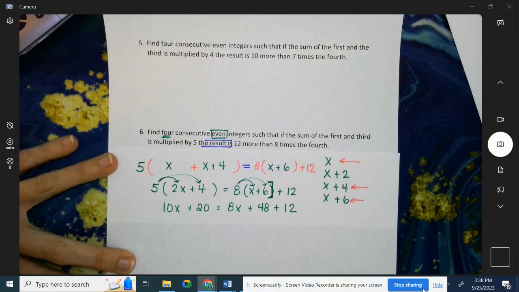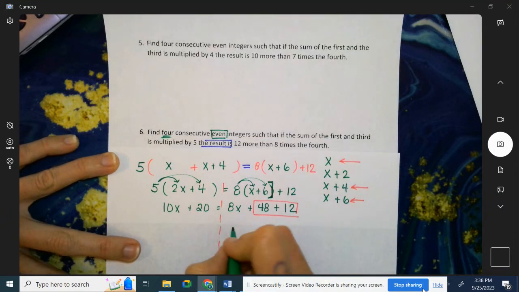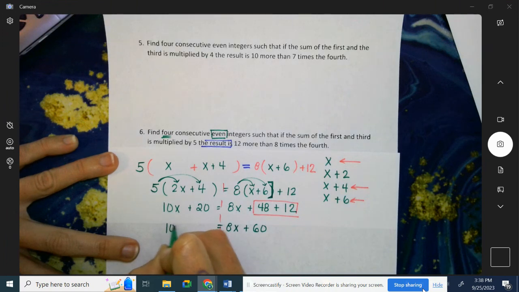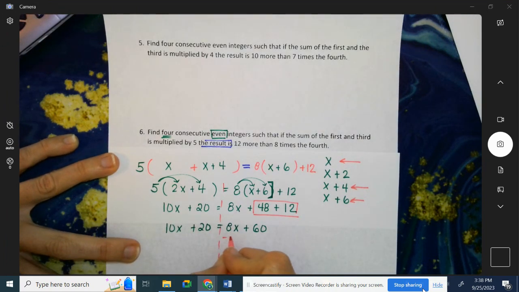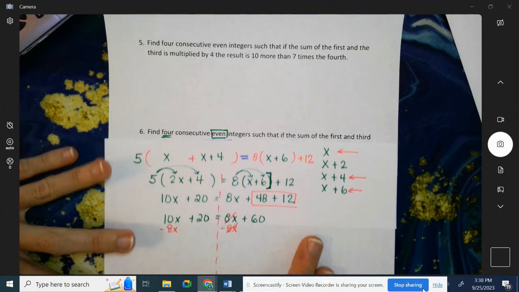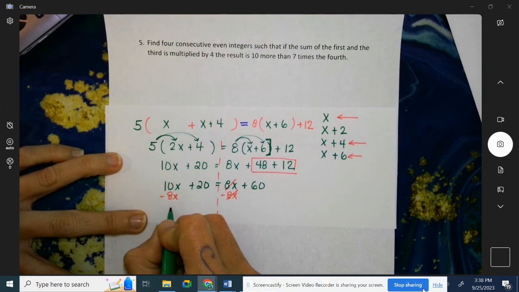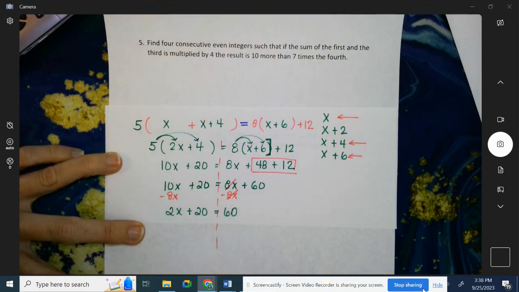All right, line of great divide. Clean up where we can. 48 and 12 is going to give us 60, so it's going to be 8x plus 60 on this side. And we have 10x plus 20 on this side. Again, work towards the positive x is my favorite, so we're working towards the bigger guy. So we subtracted 8x because he was positive, and that makes zero x's on that right-hand side. And now I have 10 minus 8. I had $10, I spent 8. So it's going to be 2x plus 20 equals 60.